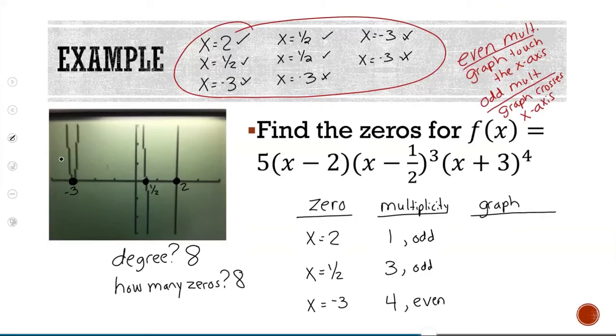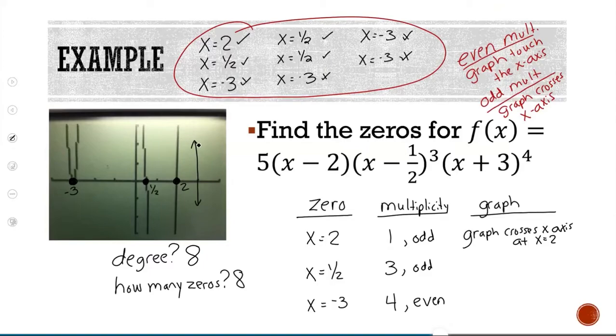You can sort of follow this by looking at the graph. Our first one is odd. So that means that the graph crosses the x-axis at x is equal to 2. And you can see that it does that. It goes across right here, coming in on one side and then going to the other side.